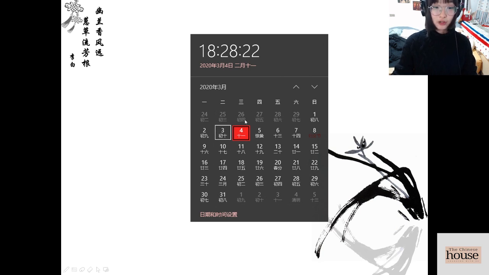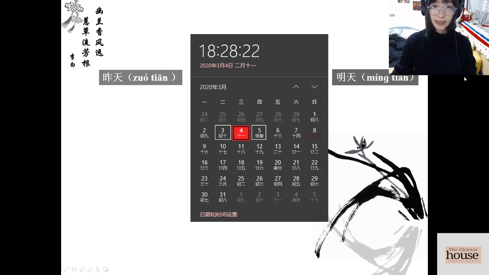And this is a calendar. Today is March 4th, and then we have March 3rd, which is 昨天, yesterday. 昨天. And then the 5th, 明天.